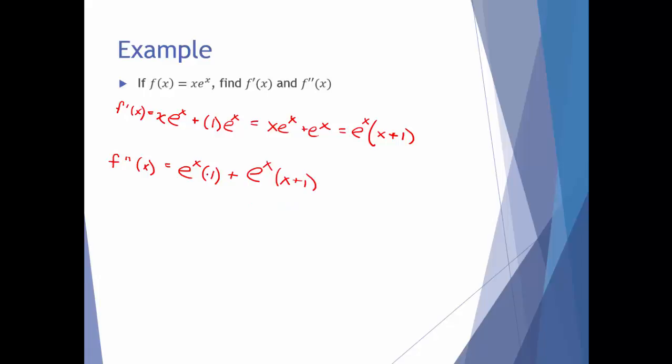So again, I can clean this up a little bit. If you notice, there's an e to the x in both terms, so I can factor it out. We can do this in one step or two steps. When I take e to the x out of the first term, I'm left with 1. When I take it out of the second term, I'm left with x plus 1. But notice I now have like terms with the plus 1 and plus 1. So I get e to the x times x plus 2. And that's my first and second derivative.